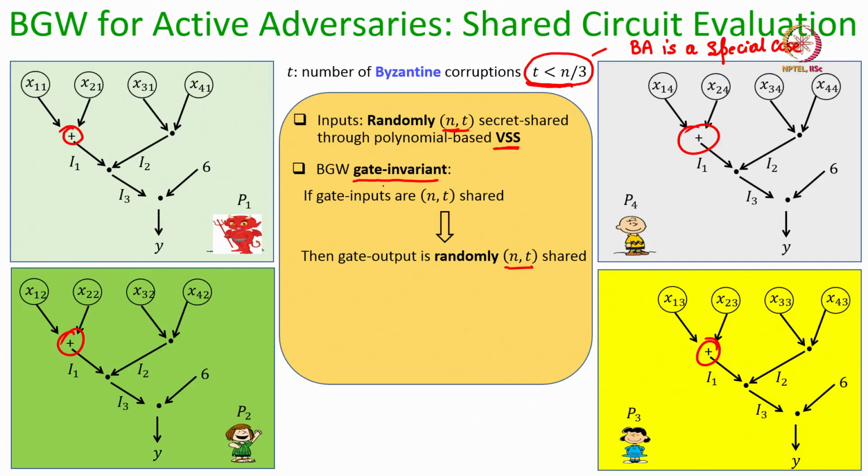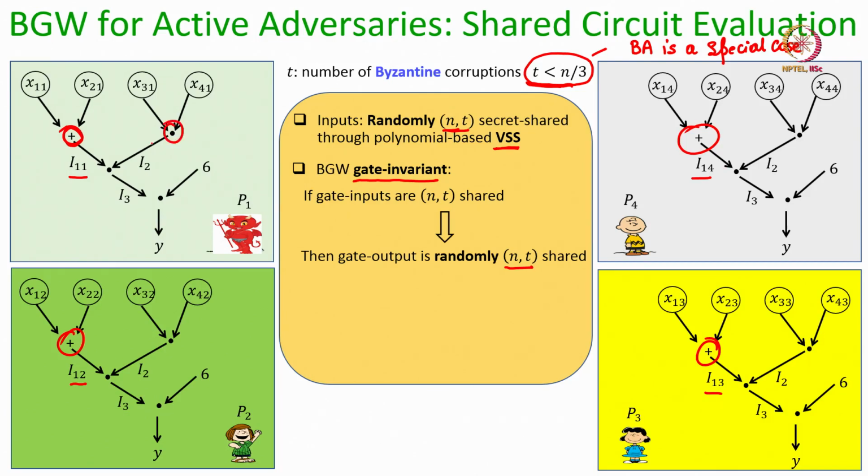So, as per the steps of the BGW protocol, the gate invariant will guarantee that after the evaluation of this plus gate, every party obtains a share for the output of this plus gate, namely P1 will have a share I11, P2 will have a share I12, P3 will have some share I13 and P4 will have some share I14. So that together I11, I12, I13 and I14 constitute an NT secret sharing for the value I1.